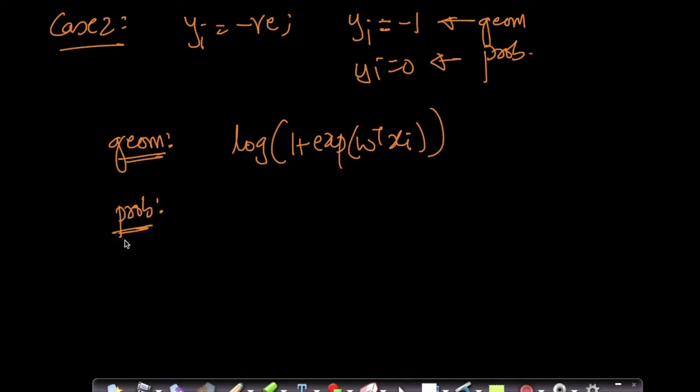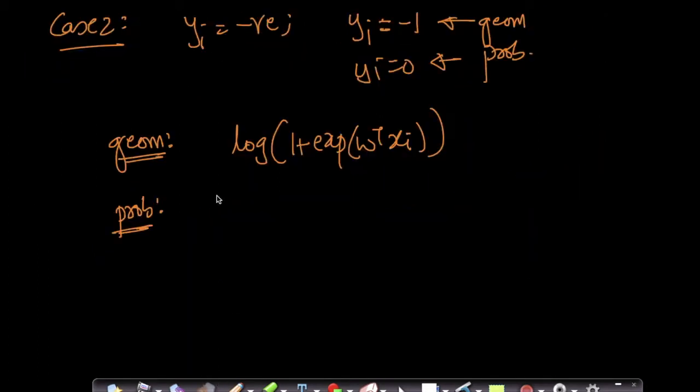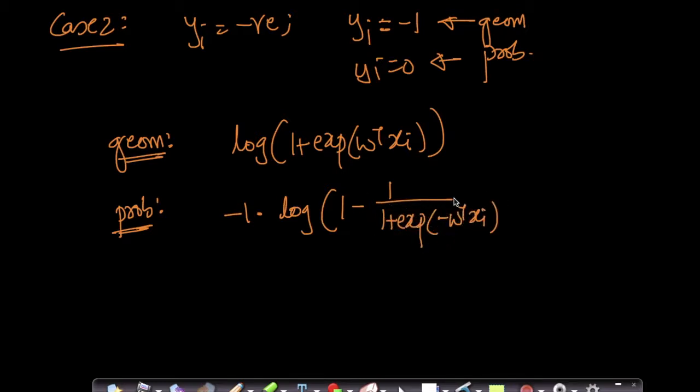In the probabilistic formulation, you have yi equals 0. So when yi becomes equal to 0, this whole term becomes equal to 0 because you're multiplying everything by yi. And what happens to this term? When yi becomes 0, you're left with minus 1 log of 1 minus pi. So let's write that. What are you left with? You're left with minus 1 log of 1 minus 1 by 1 plus exp of minus w transpose xi.